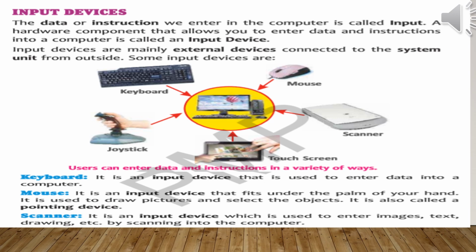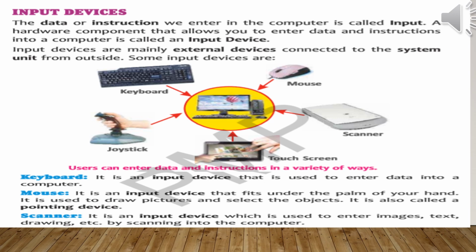So next is input device. Data, the number, the word, the picture or any instruction we put into the computer is called input. And the devices which are used to put the data or instructions into the computer are called input devices. So here we have some examples of input devices like keyboard, mouse, scanners, touch screen, joysticks. All these are attached to the system unit and called input devices. So I will discuss them one by one.